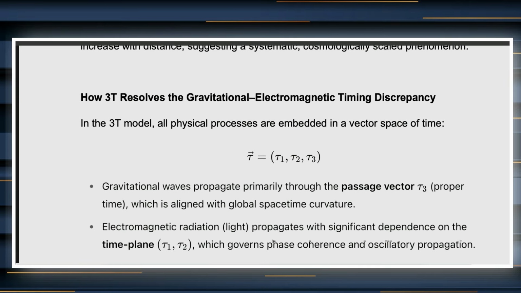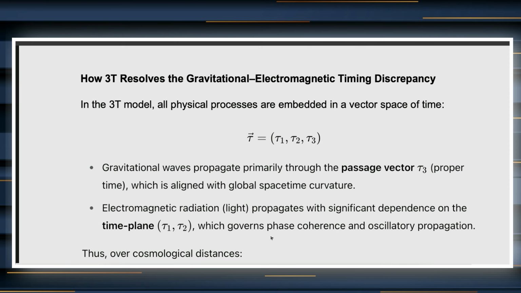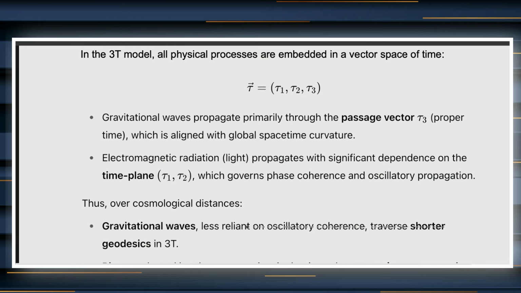How 3T resolves the gravitational-electromagnetic timing discrepancy. In the 3T model, all physical processes are embedded in a vector space of time. So here we're treating period, present, and passage all as a singular temporal vector. Gravitational waves propagate primarily through the passage vector T3, proper time, which is aligned with global space-time curvature. Electromagnetic radiation, light, propagates with significant dependence on the time plane, which governs phase coherence and oscillatory propagation.